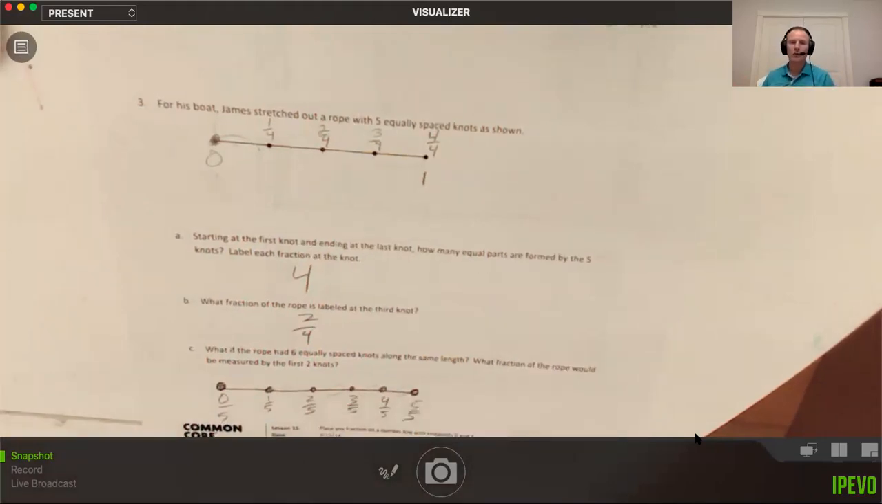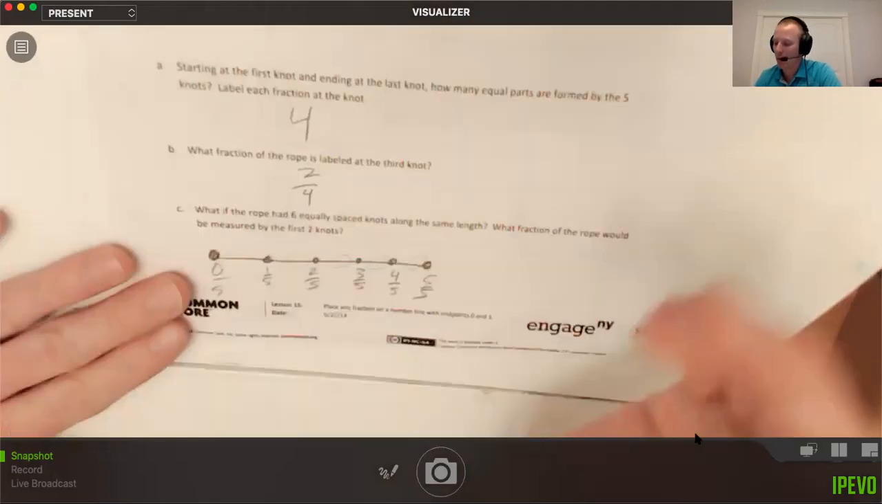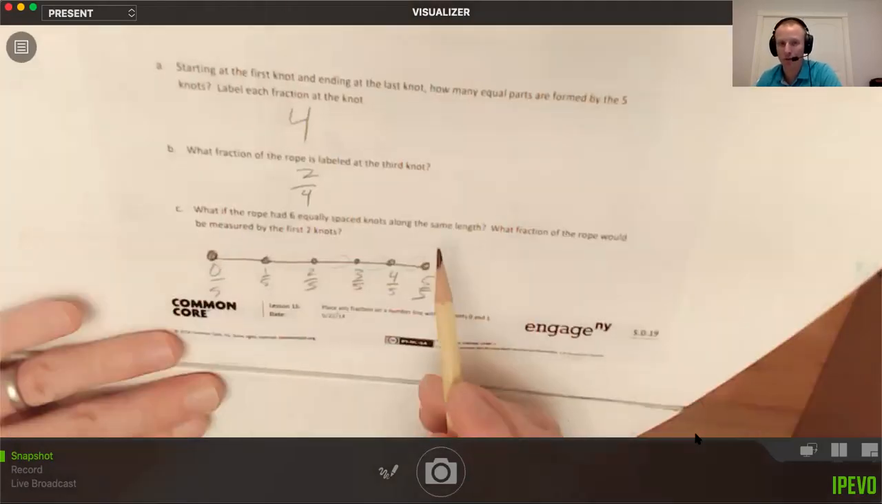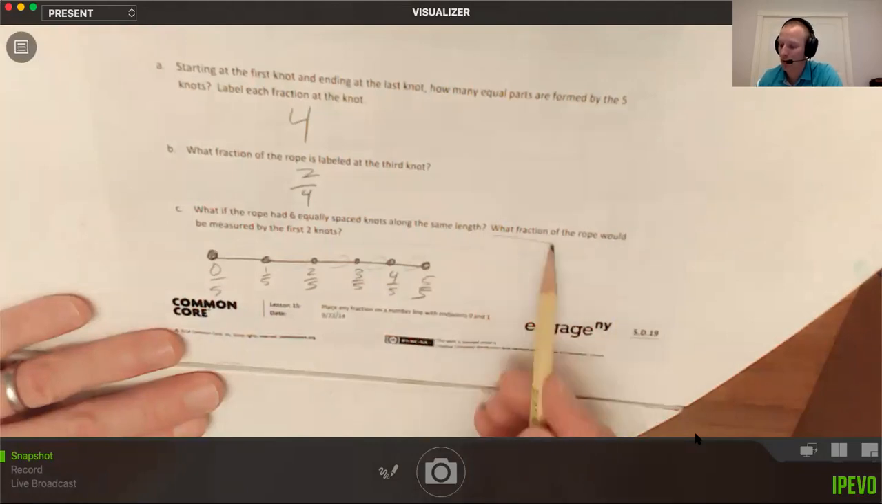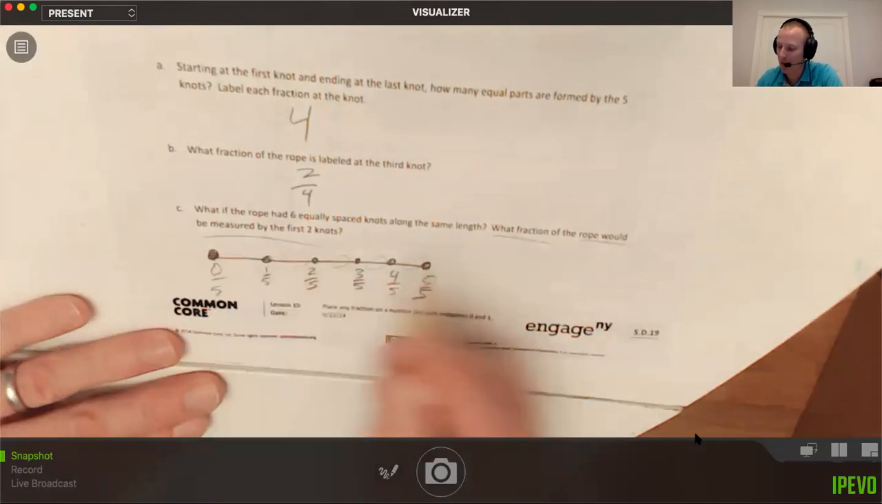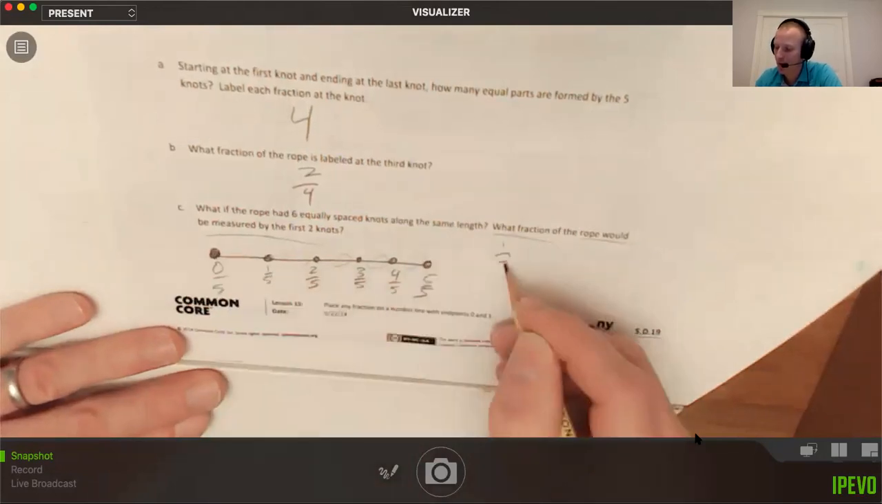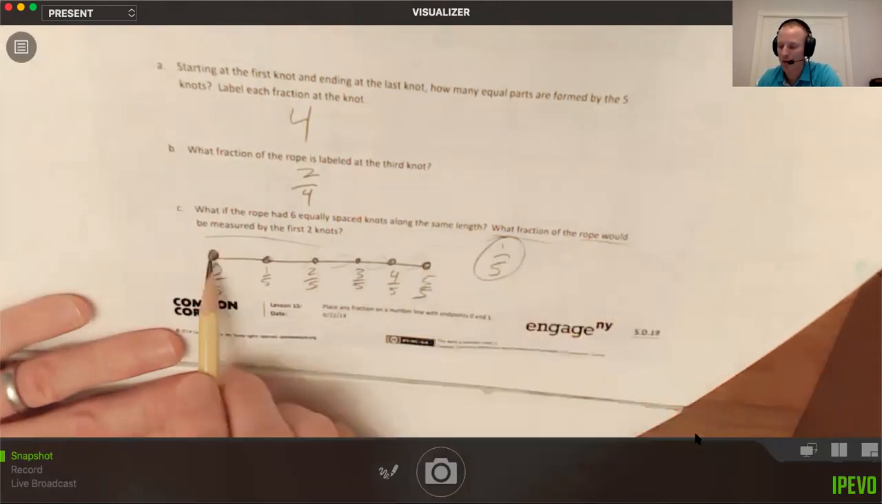Now that in itself takes some work. You really have to understand what's going on in the problem even to get to that point. But that's not all they asked you to do. They actually didn't even ask you to do that at all. It just said what fraction of the rope would be measured by the first 2 knots. All right, so I'd say that's the first one, and this is the second one. So that's 1/5 is measured by the first 2 knots. All right, we went from there to there.